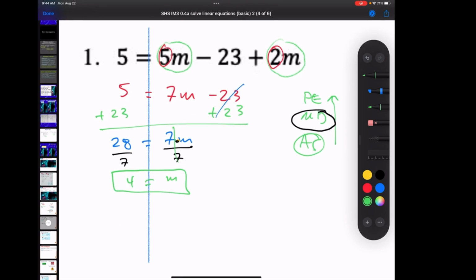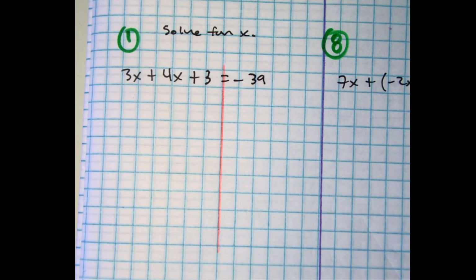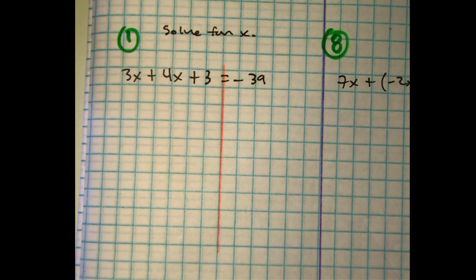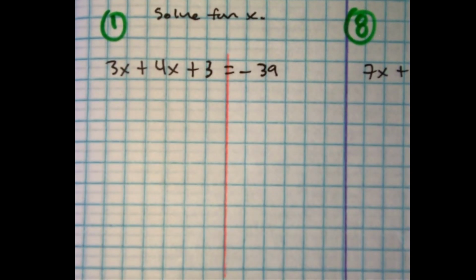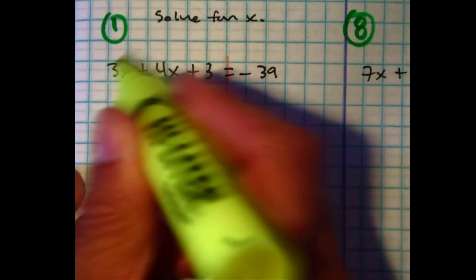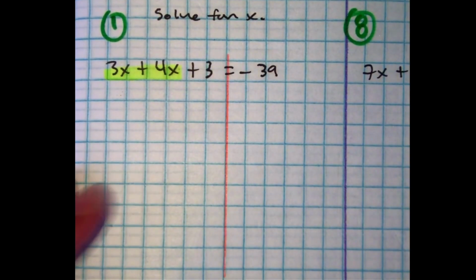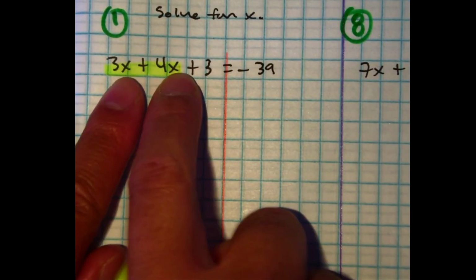I'll pause for 2 seconds, and then I'm going to go on to the next question. So on this question, there's no parentheses, so I don't have to do any distributing, and then combine like terms on the right side. All right, and this problem tells us to solve for x. Girls, what can I do first? Combine like terms. These are like terms. They both have an x there.